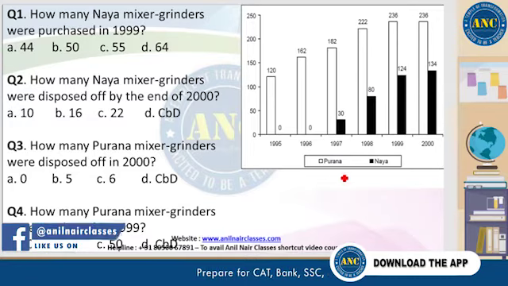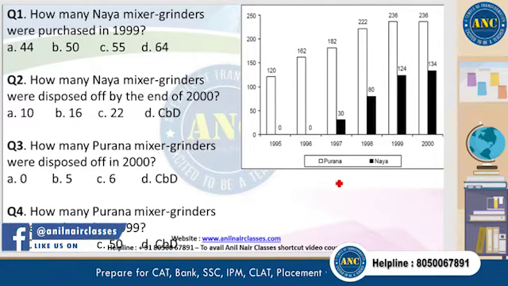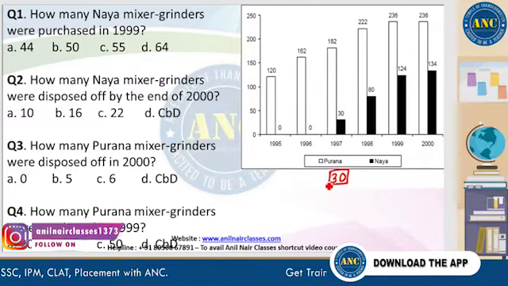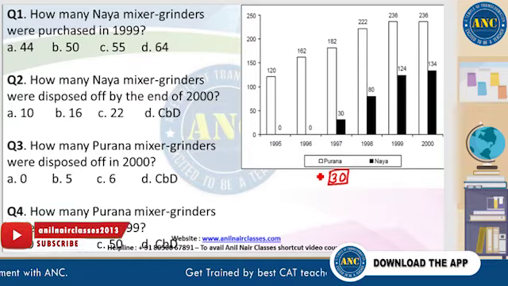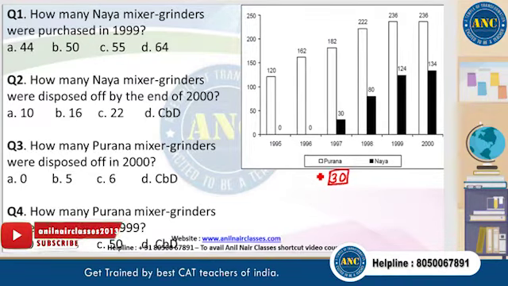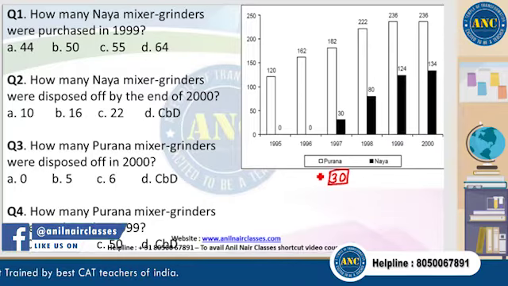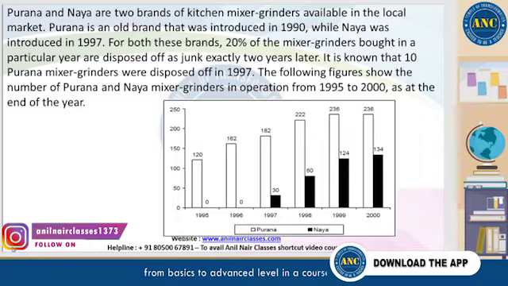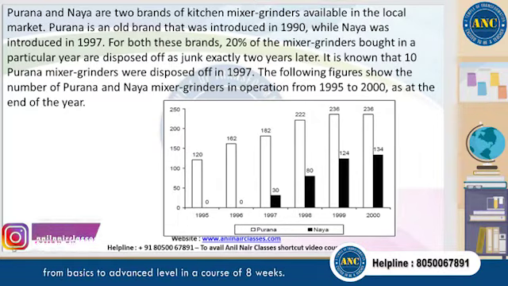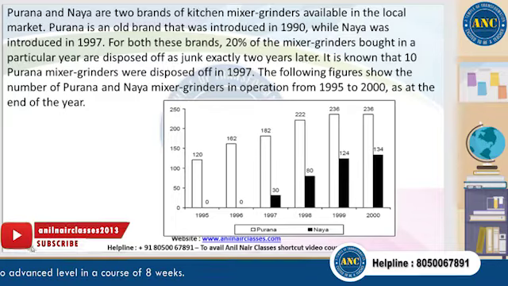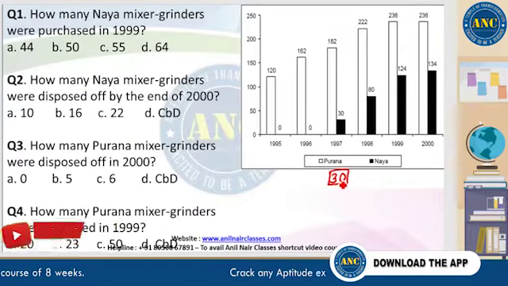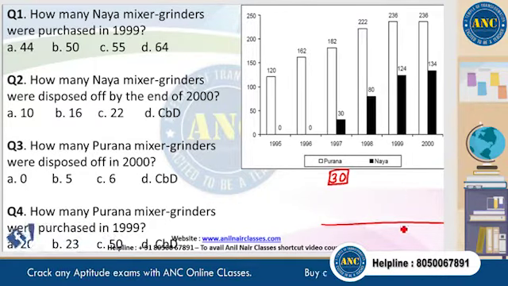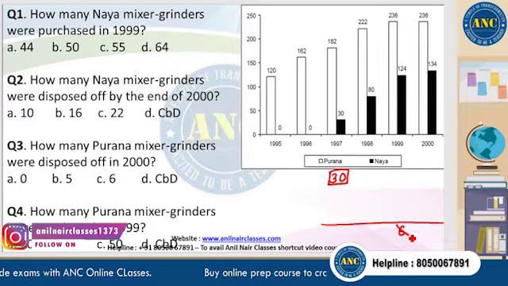So let's look at the Nair data. In the year 97, we are talking of 30 Nair. That's the first thing. So I'll put a box to represent the new mixer grinders that were there in the market, 30. But then they say that 20% of them were disposed of exactly 2 years later. That means out of this 30, we are talking of a number like six. The six of them would be thrown out in the year 1999.